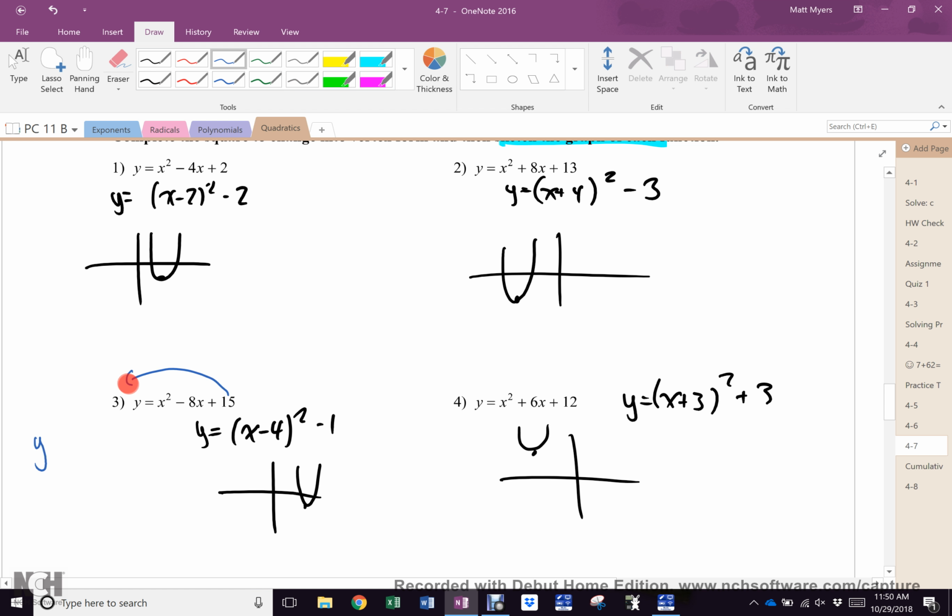So that is y. I like to bring the 15 over here to get it out of the way, but you don't need to. Equals x squared minus 8x plus 16. Plus 16, so y plus 1 equals x minus 4 squared. Bring that back over. Y equals x minus 4 squared minus 1. Yeah?